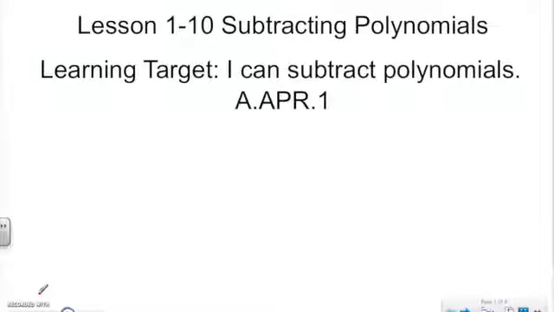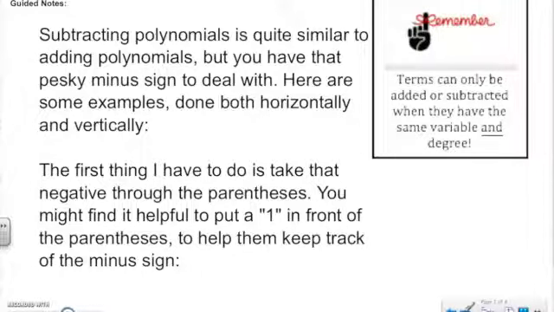We are focusing today on subtracting polynomials. Our learning target today is going to be pretty simple. It's just going to be that I can subtract polynomials. What you're going to find is that subtracting polynomials is very similar to when we were adding polynomials in the last lesson, but the only thing that's going to be different is we're going to have that little minus sign that we're going to have to figure out what to do with.